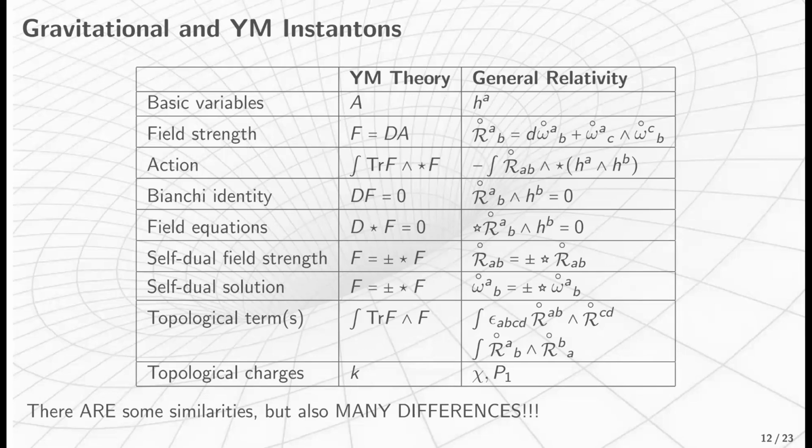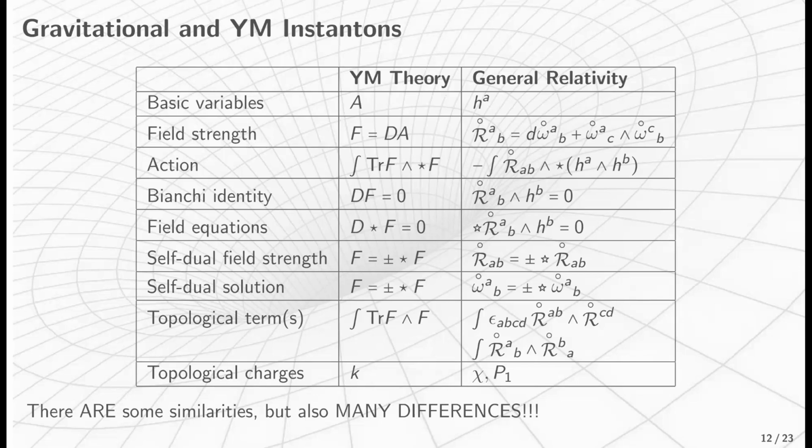And the big difference is that you must be careful that these star operators are not the same. They're actually completely different star operators. The main difference is that the topological terms in the Yang-Mills case are this, and they are directly related for this field strength, self-dual field strength. They are related to the action.